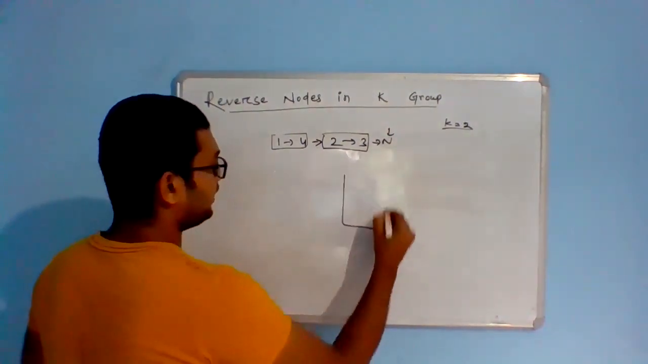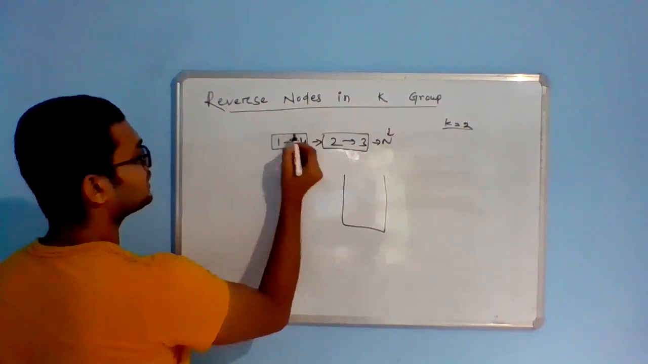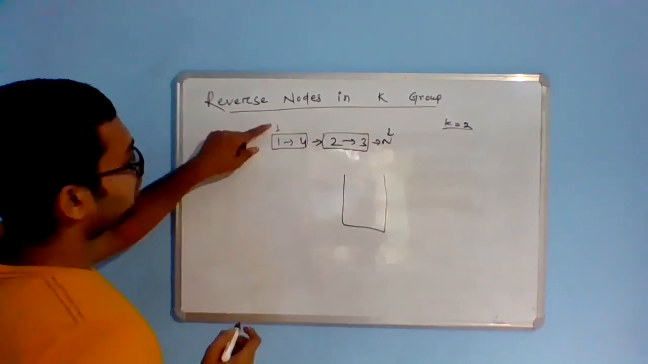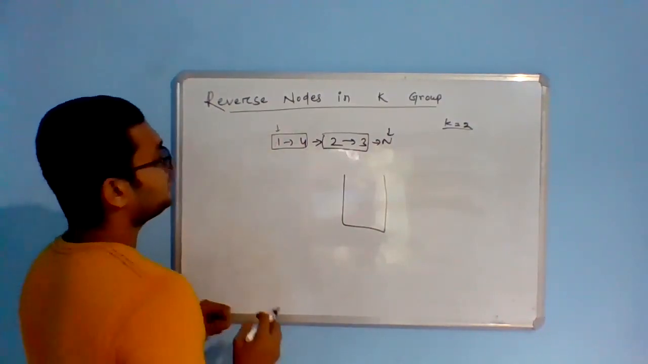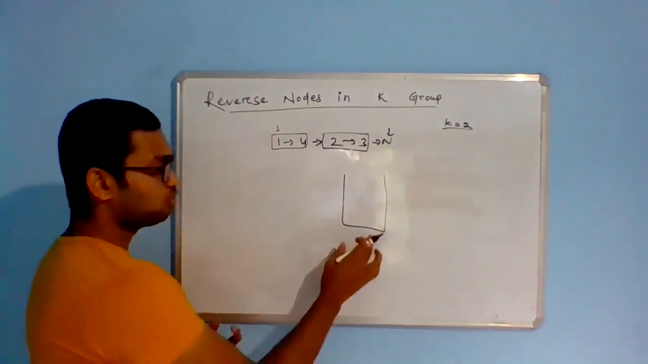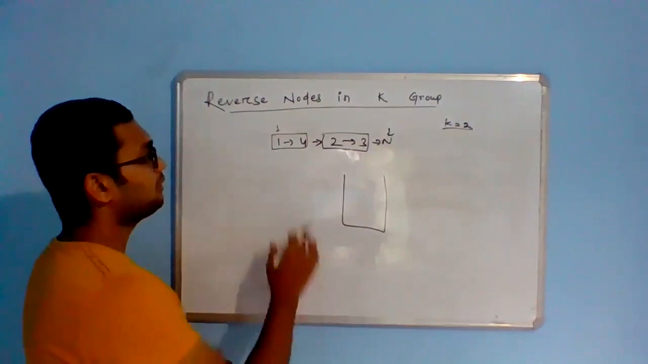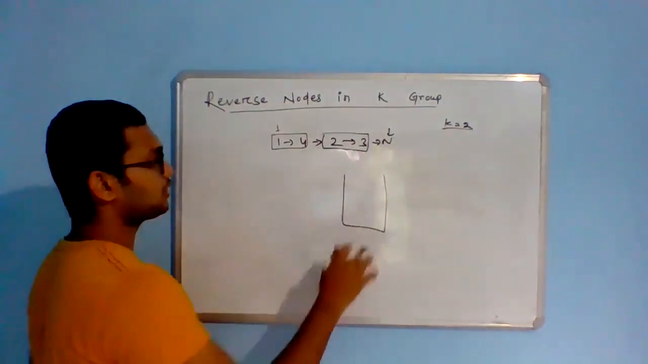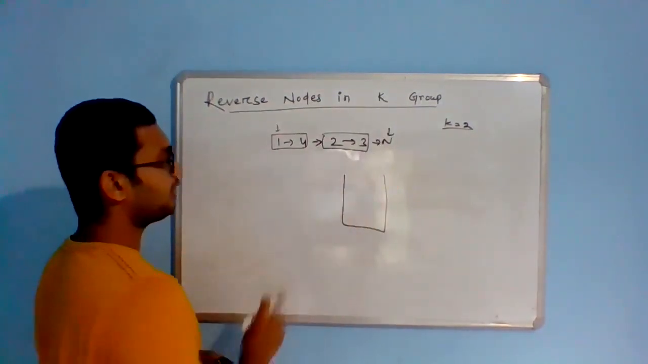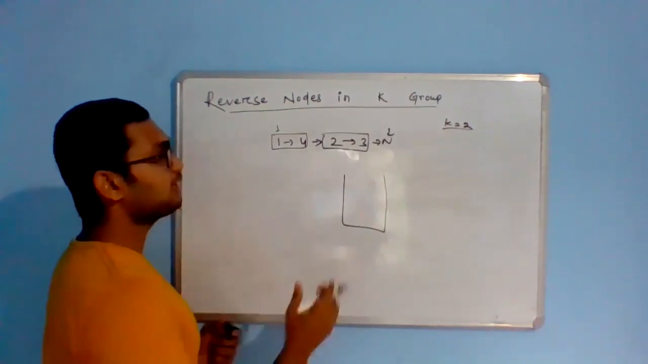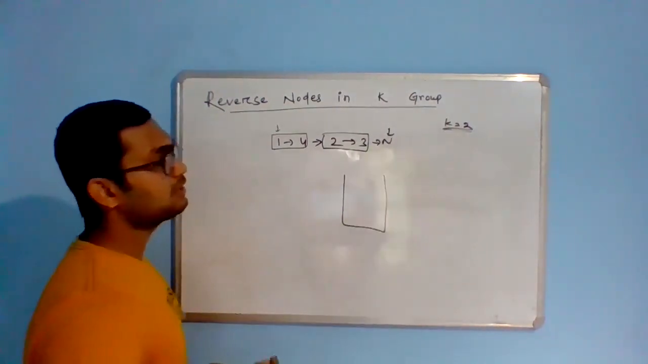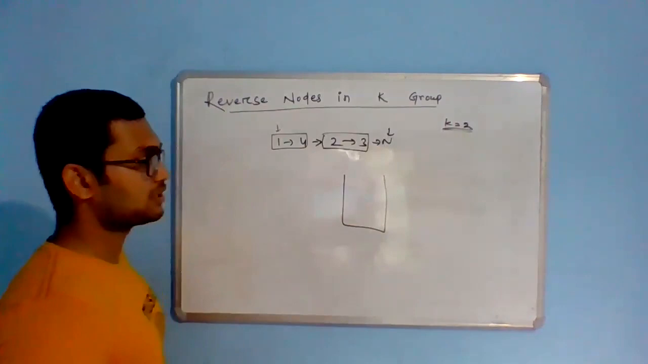Suppose we have a stack, right? And let's say initially we were pointing to 1. Now as we know, a stack follows LIFO order, or last in first out. So we'll push the nodes onto this stack by traversing the entire list, and we'll push until we see that we have exactly k elements in the stack.